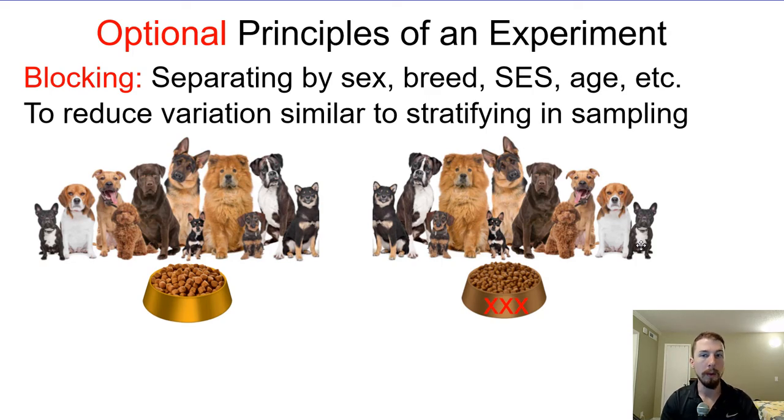All right, there are some optional principles of the experiment. So blocking is one example. If we suspect that there might be a source of variation that might be an issue, like when we talked about the difference between male and female opinions on how we should use school funding for football games or something like that, right? Then we might separate it out, make sure that we block by sex in that example. So blocking would be separation by sex, breed, socioeconomic status.